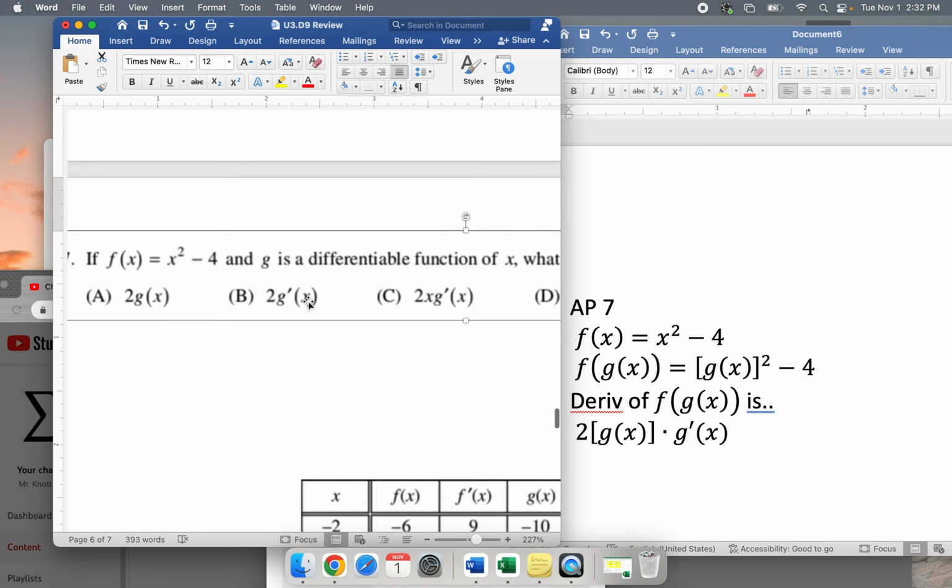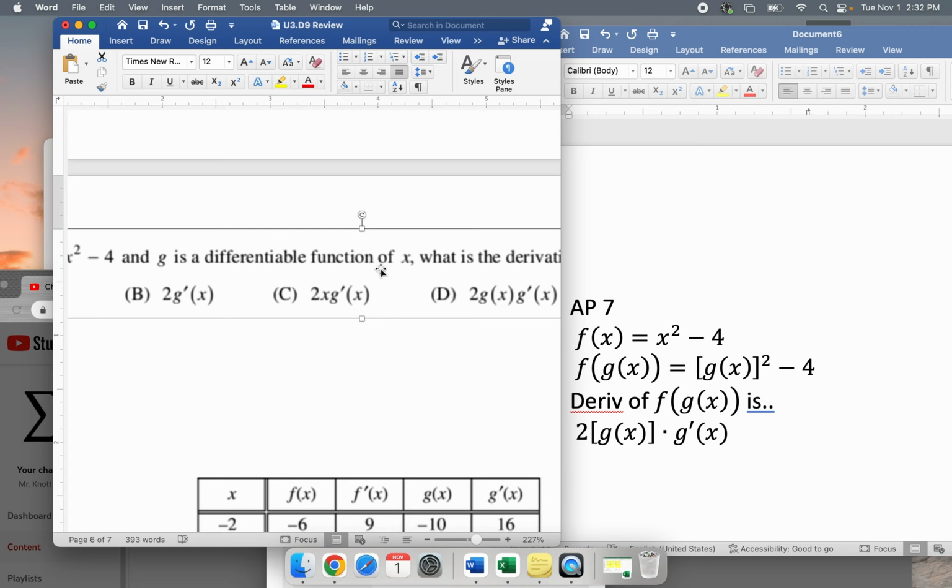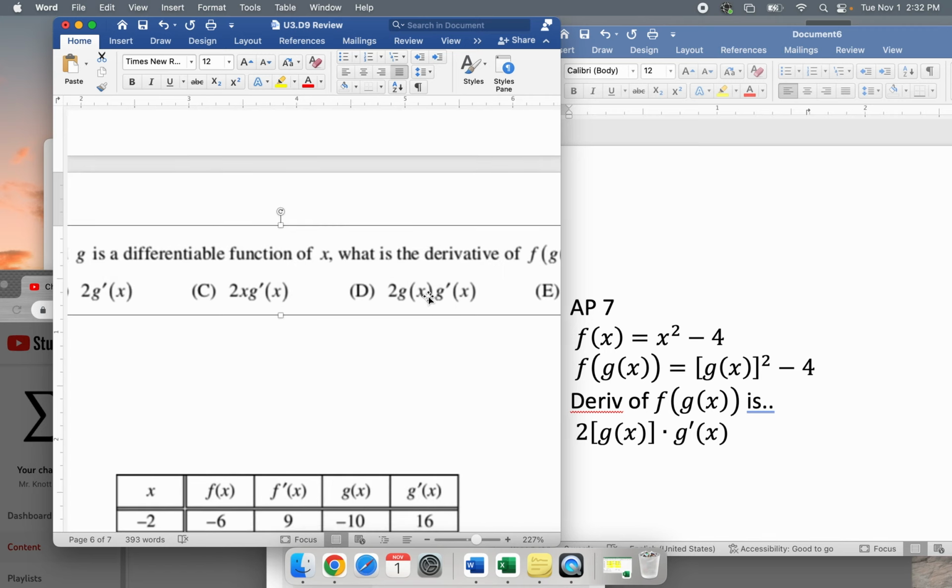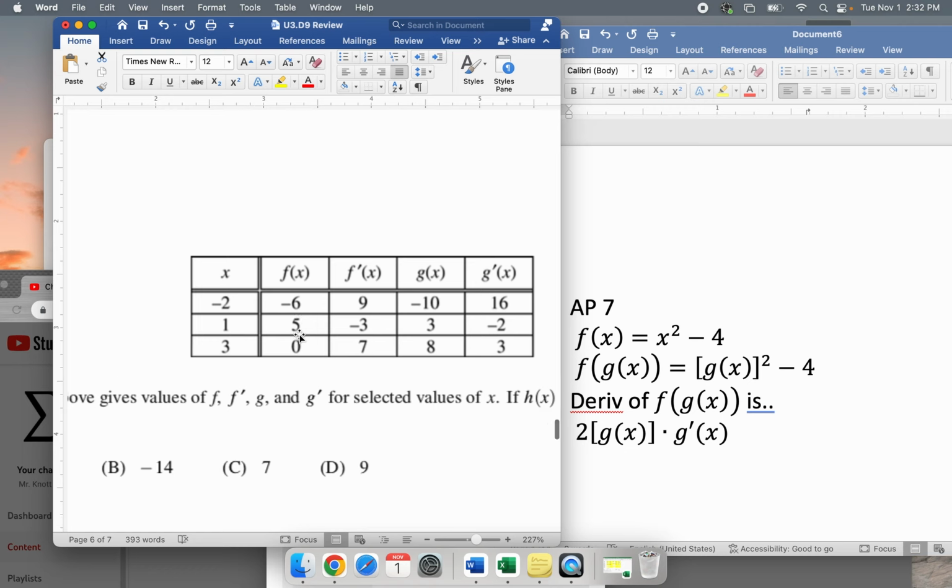2g, no. 2g prime, no. 2x g prime, no. Here we go, 2g g prime. That looks right to me. It looks like it's D.